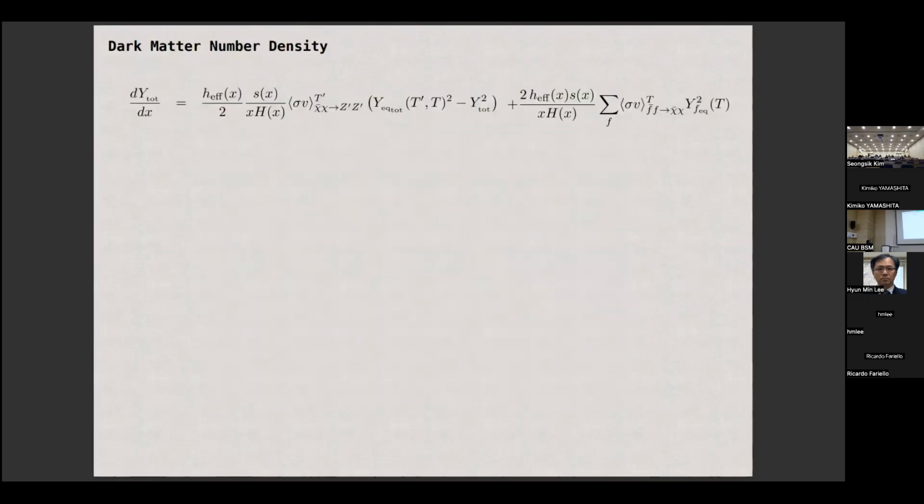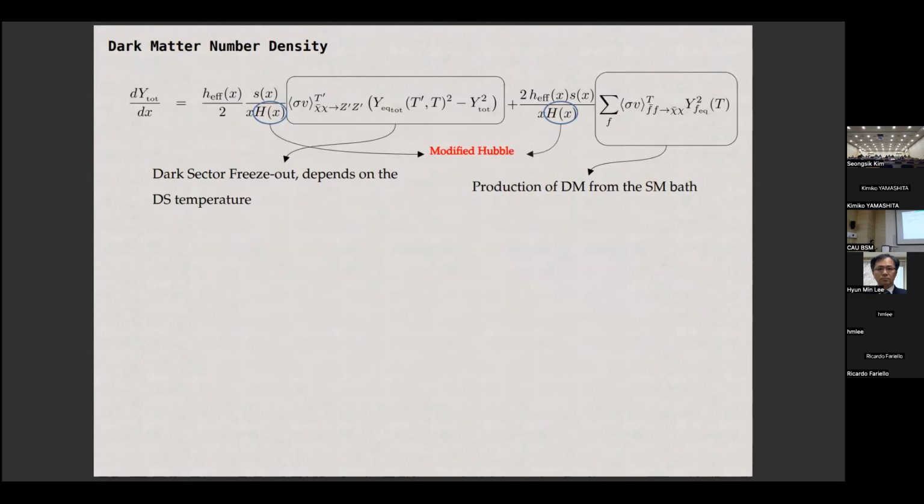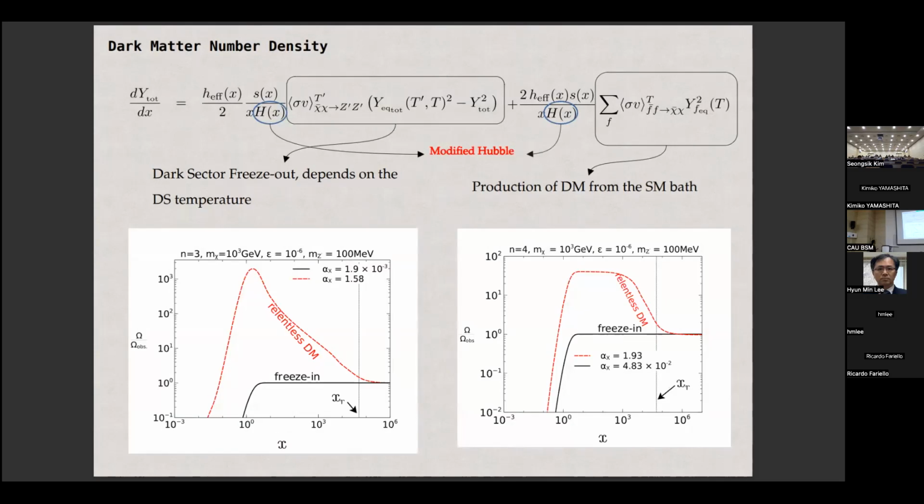So now we solve the Boltzmann equation again with the modified Hubble parameter. This is basically where the modified Hubble parameter enters this equation, and again we choose n equal to 3. One can see that for small values of alpha, the dark matter is mainly produced by a freeze-in mechanism, whereas if we increase the values of alpha, an excess amount of dark matter is produced from the thermal bath, and since then they annihilate into the Z prime, and then finally set the relic density.